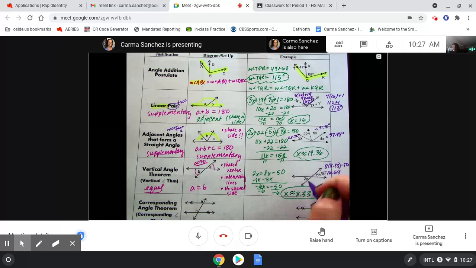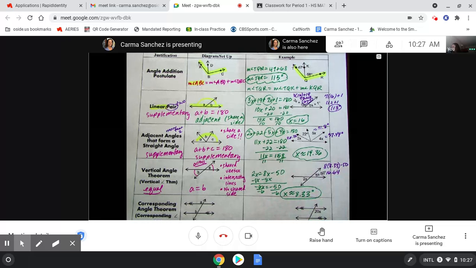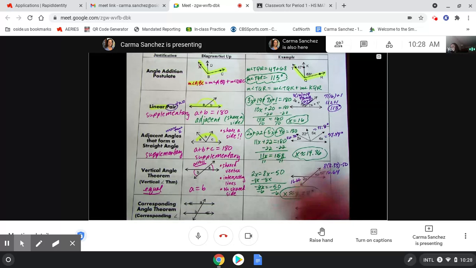And then over here, 2 times 8.33 is also 16. So notice that these should be equal because vertical angles are equal. Why the slight variation? Because I rounded this one right here. If I do 50 divided by 6, and I do times 8 minus 50, then I do get the 16.66. So if I do that repeating, then it comes out to the same. Okay, good. How'd you do?